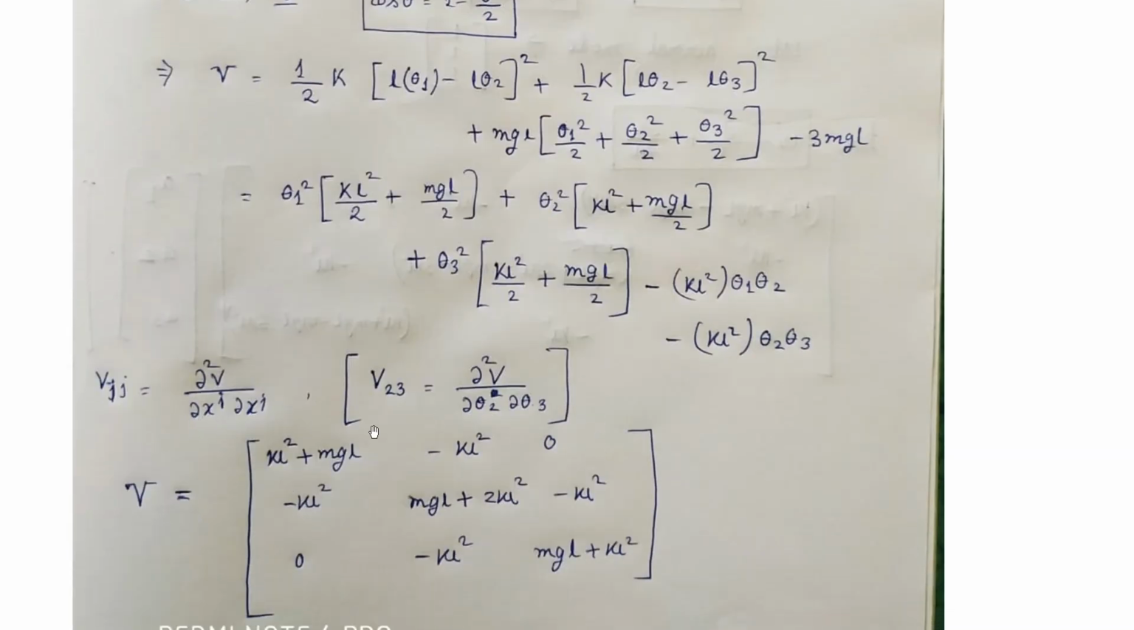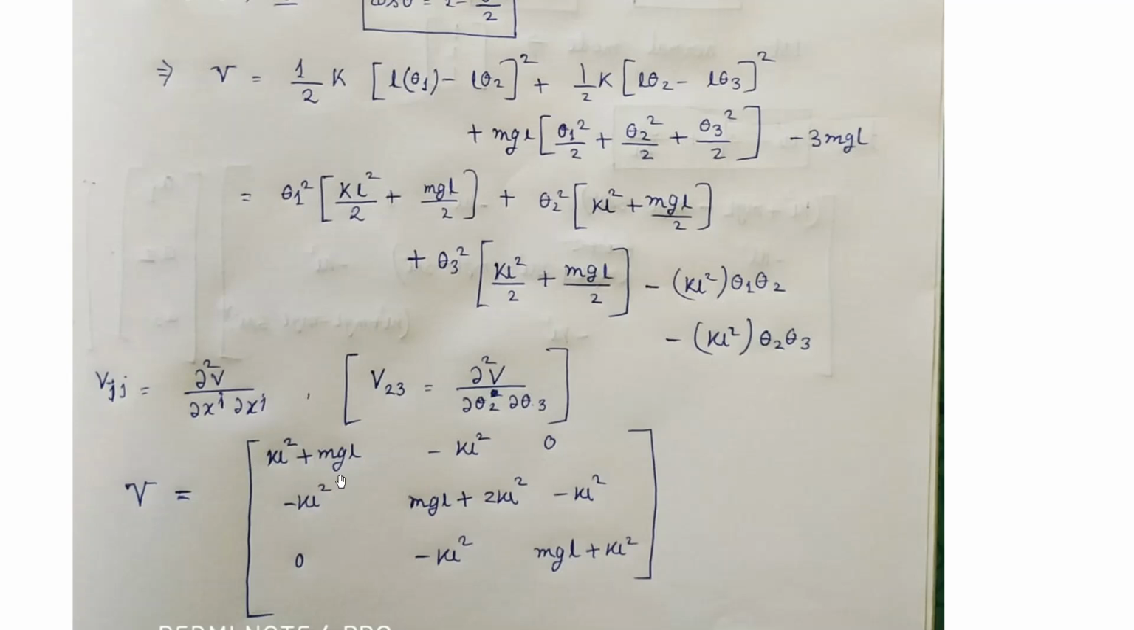The Vij is ∂²V/∂ξi∂ξj. So for example, V23 is ∂²V/∂θ2∂θ3 for this problem, because the thetas are the generalized coordinates for your problem. So you can write the matrix of V by going through this process ∂²V/∂ξi∂ξj.